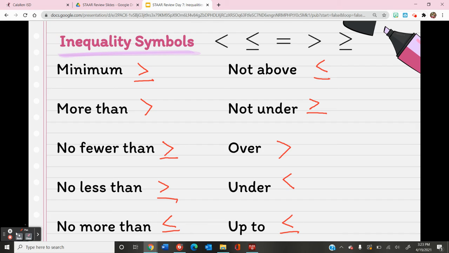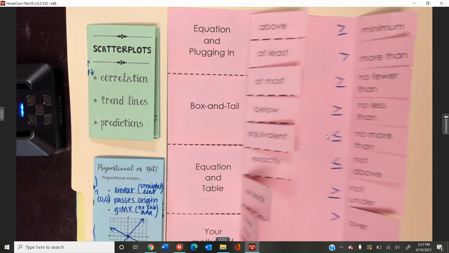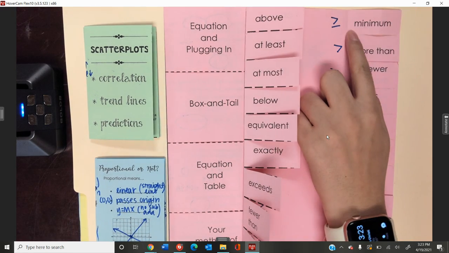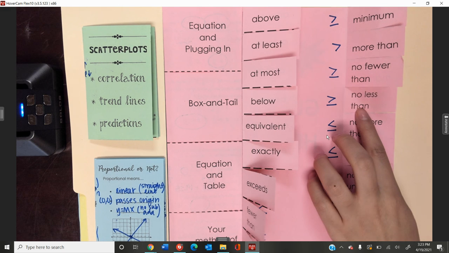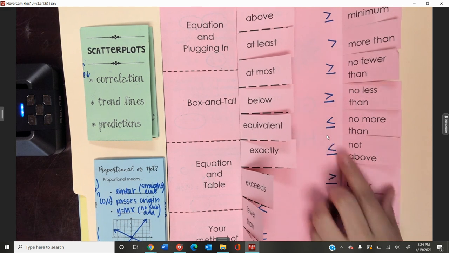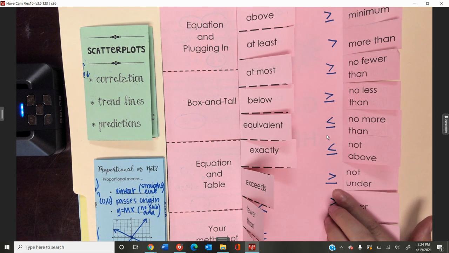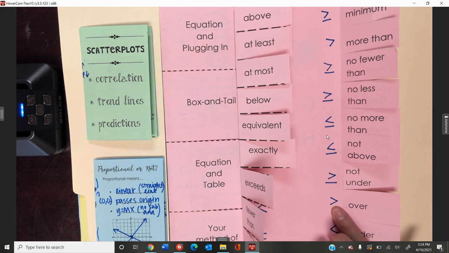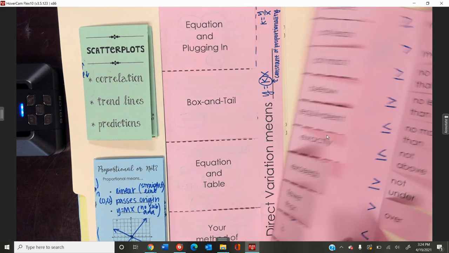So looking at our foldable now, this is everything you should have written down for this foldable. So again, minimum is greater than or equal to, more than is greater than, no fewer than is greater than or equal to, no less than is greater than or equal to, no more than is less than or equal to, not above is less than or equal to, not under is greater than or equal to, over is greater than, under is less than, and up to is less than or equal to.